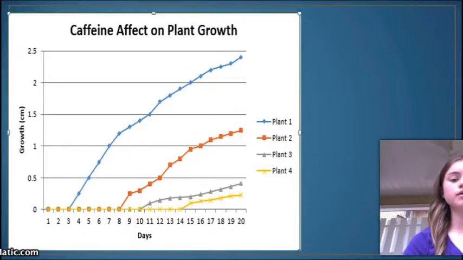The graph shows that plant 1, which was given no caffeine, showed its first signs of growth within day 4. The plant had a growth averaging about 0.12 centimeters a day. Plant 2 did not begin growing until day 9. I noticed that plant 2 was developing at a slightly slower rate than plant 1, with an average growth of about 0.06 centimeters. Plant 3 began growing on day 11 and had a daily growth of around 0.02 centimeters. Plant 4 began growing on day 15 with an average growth of about 0.01 centimeters a day.